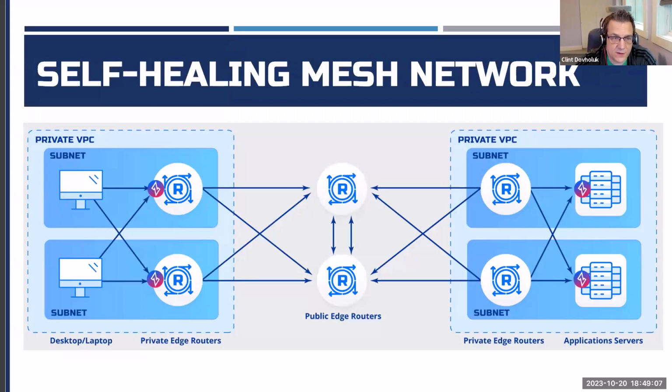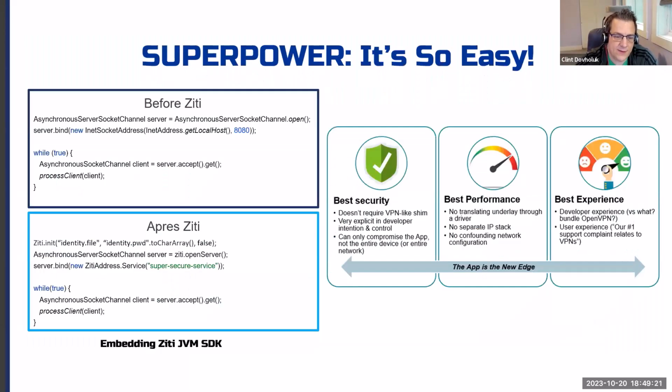You get a self-healing mesh network, which is also really important. So this way, if your device is sending traffic and one of those routers goes down, no problem. OpenZiti will just route the traffic from one place to the other. That's super cool. And then this is what it looks like.